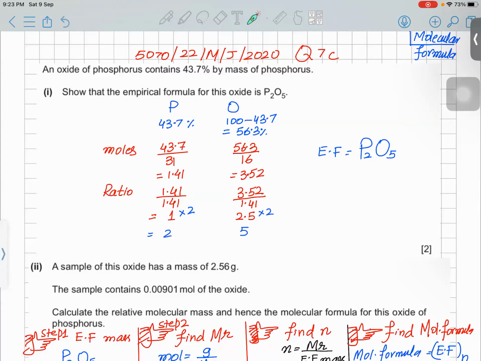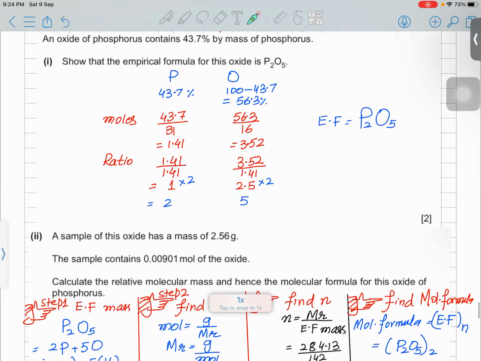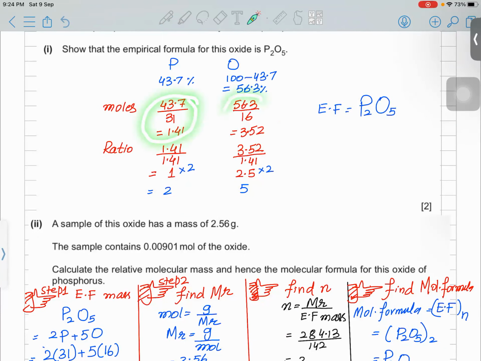So basically, it tells the mass and the mole of the oxide, and then we first calculate the MR. Now listen again. You have the mass or percentage of the phosphorus, and it has only two elements, so you can easily find the percentage of oxygen. So the first step is to find the moles, just divide by the AR.